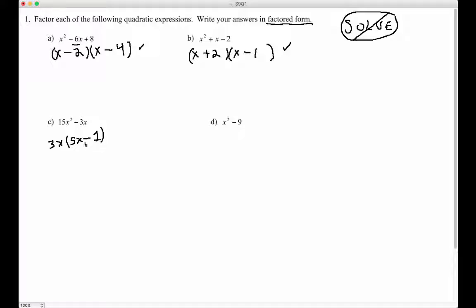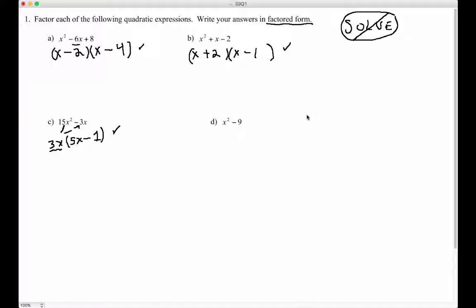In other words, notice that once I figured out what my GCF was, I divided that into each one of the terms in the original polynomial to figure out what's going to be inside of my parentheses. Quick mental remultiplication to check it. 3x times 5x gives me 15x squared, and 3x times a negative 1 gives me a negative 3x. So boom, that one checks also.